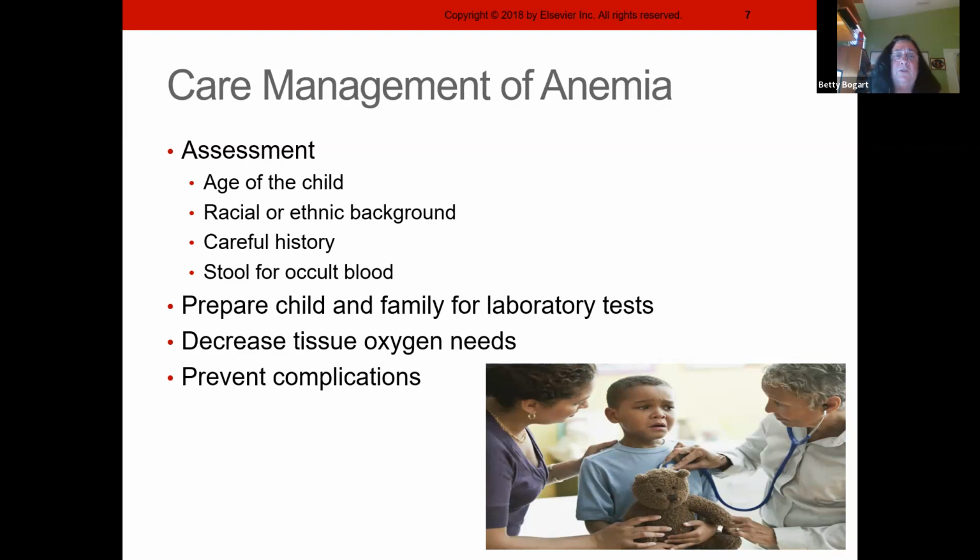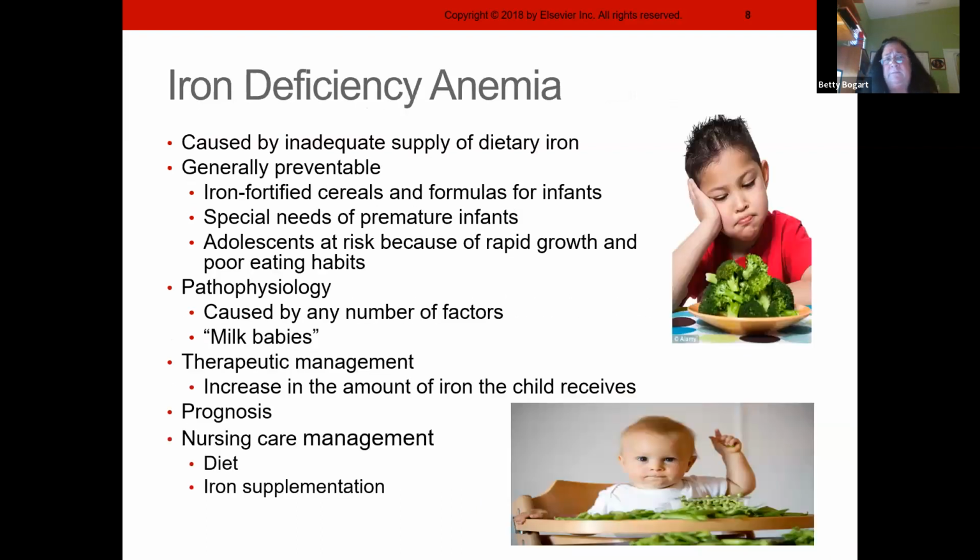Of course, we're going to do things that decrease the oxygen needs. Like I said, not going to be running around crazy until we get those hemoglobins up. And of course, prevention of those complications, heart failure, et cetera, because we're not treating it.